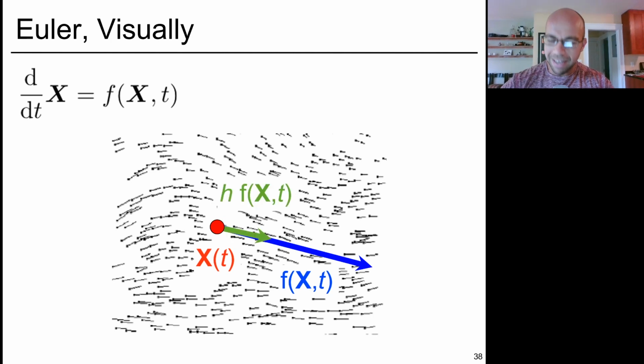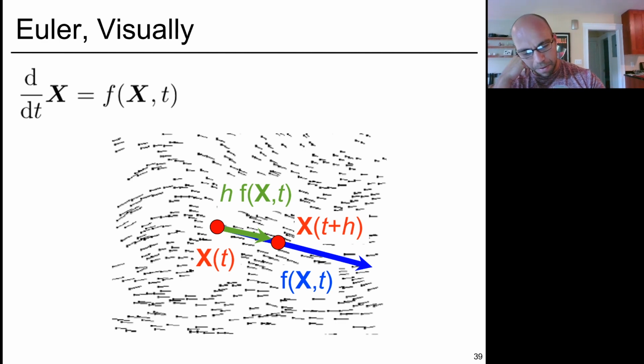I scale that by h. Typically, h is a small number, so it gets shorter. And I add that to get x of t plus h. Now, did I actually solve my ODE when I did that? No, this is an approximation, right?